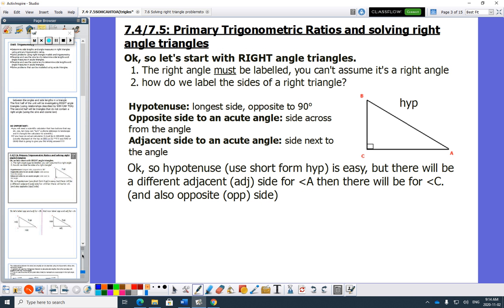Okay, so we're going to start with right angle triangles. So the big thing is the right angle has to be labeled. Like I said, these pictures are not going to be to scale. You can't just look at it and be like, oh, you know what? I think it's a right angle. No, it has to have this, okay? It has to have that showing it's a right angle triangle.